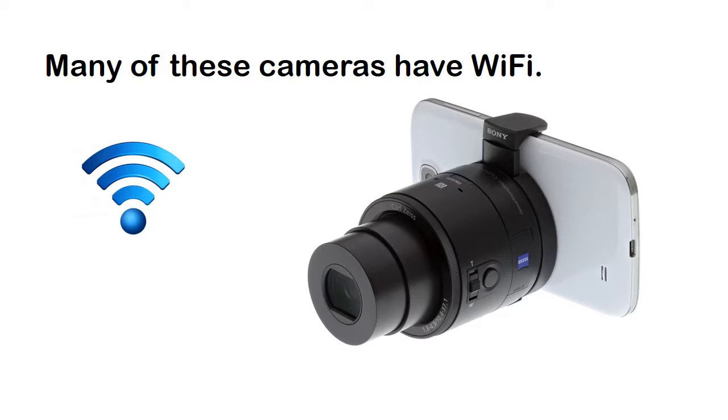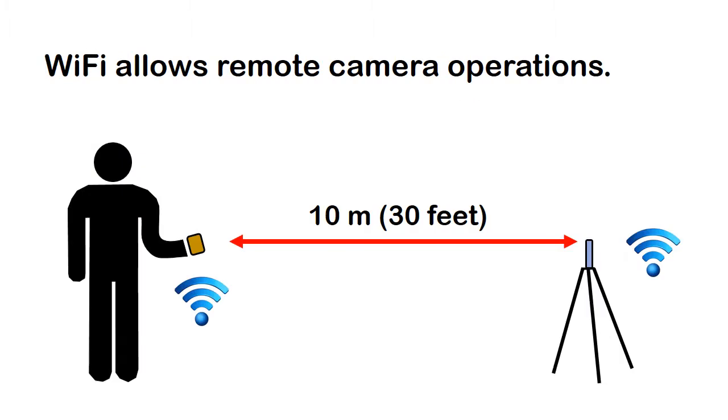The distance between the camera and the smartphone may be very short, such as when this add-on camera is hooked to the smartphone. However, Wi-Fi signals can travel up to about 10 meters. This means that a Wi-Fi camera can be located quite some distance away from a smartphone. You can see how this works in an example.